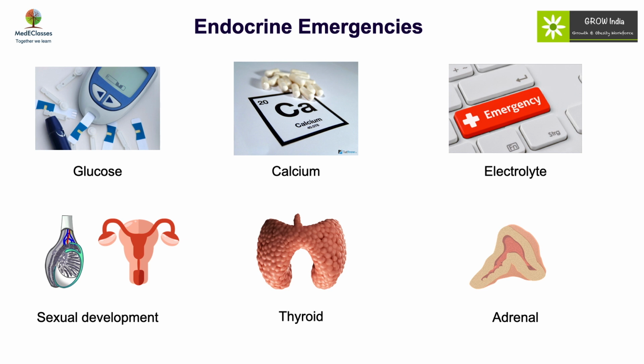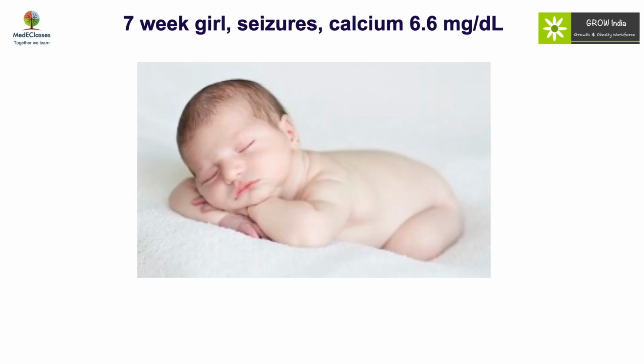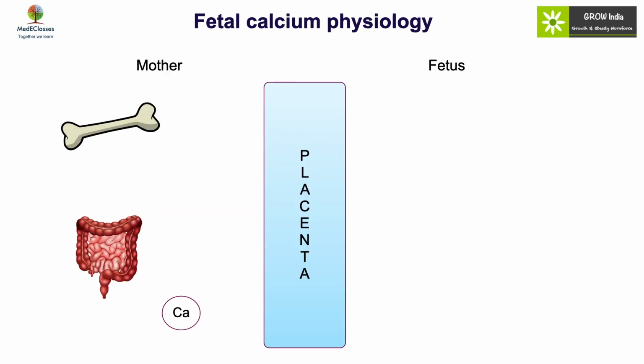Once we are through with glucose, we will now move towards calcium, and we have a 7-week-old girl with seizures, calcium levels of 6.6, and again this brings us back to calcium physiology. Like glucose, calcium is also supplied by the mother, and there is an active mechanism for calcium transport using transporters and calcium ATPase, which allows a significant gradient of calcium from mother to fetus. Thus, while fetal glucose levels are 20% lower as compared to maternal, fetal calcium levels are around 40% higher.